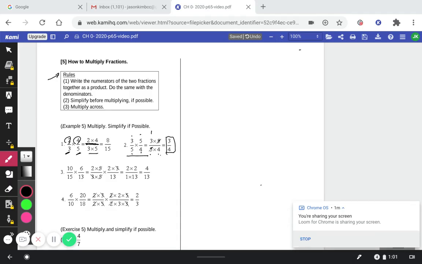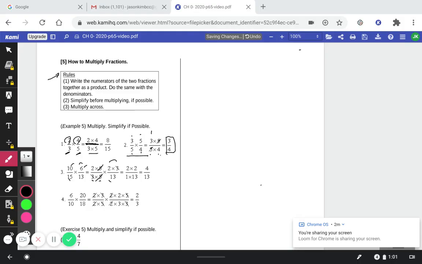Okay. Now, number 3, 10/15 times 6/13. Again, you can write 10 as 2 times 5 and 15 as 3 times 5. So before you combine them, you cancel out the common factor first. So you end up with a 2 and 3. And then you rewrite 6 as 2 times 3 and 13 as 13.